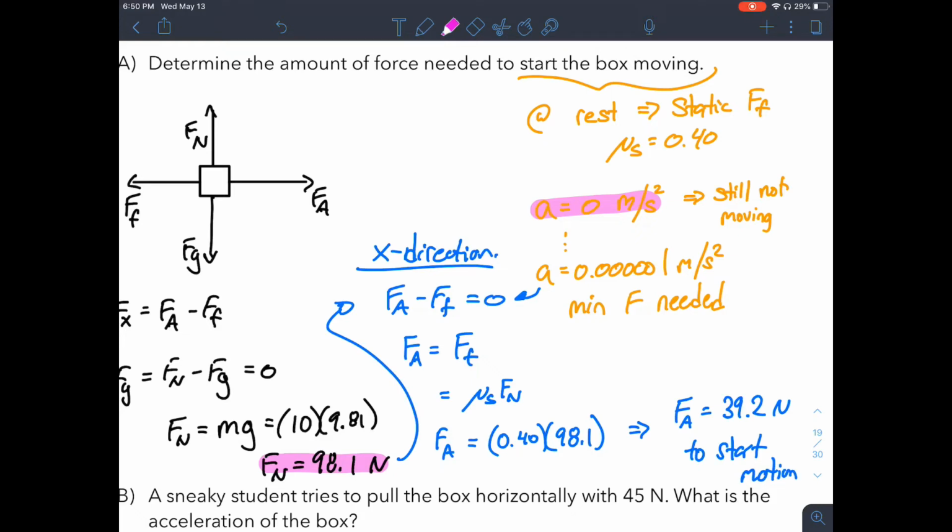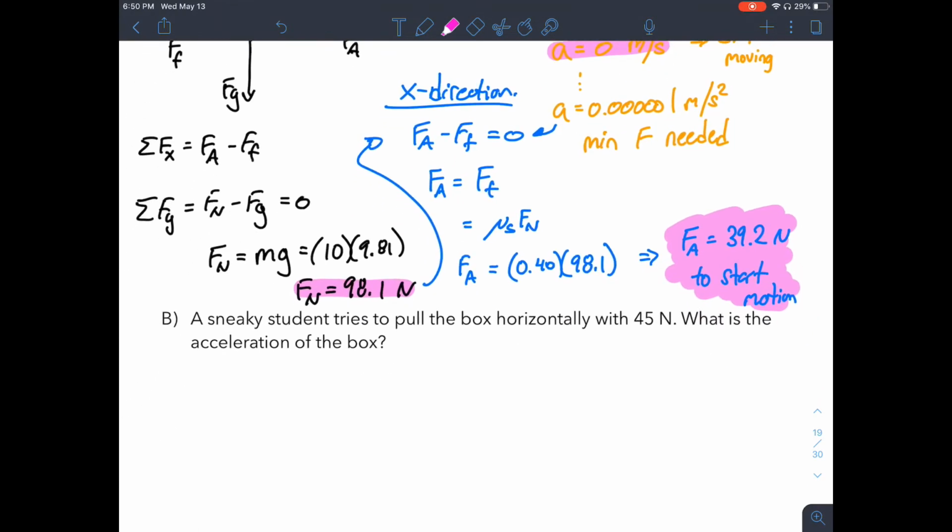Anything less than 39.2 newtons, and it's not going to move. Anything above 39.2 newtons, this thing is going to start to accelerate. If you pull at 39.3 newtons, well, sure enough, it will start to move, but it's going to move very, very slowly. If you pull with 100 newtons, this thing's going to move much, much quicker.